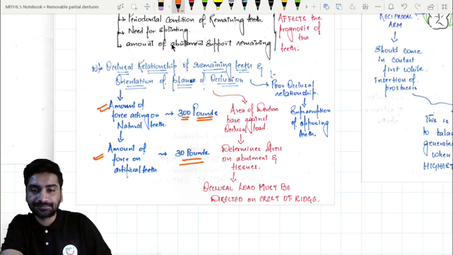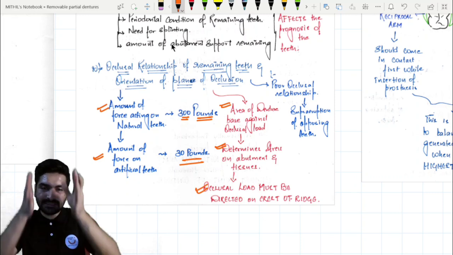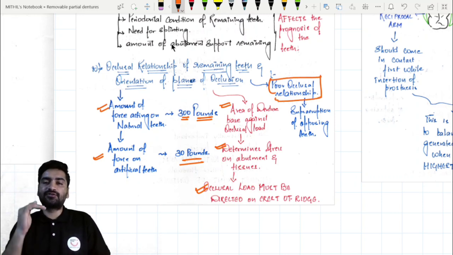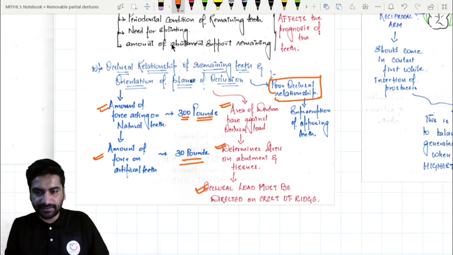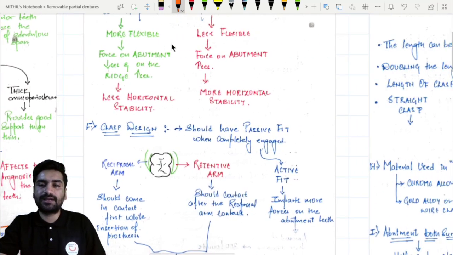You need to keep in mind that the area of the denture base which is against the occlusal load will determine the stress on the abutment and the tissues, and you need to take care that all the stresses are directed towards the crest of the ridge. Suppose there is a poor occlusal relationship, then there might be supra-eruption of the teeth which will occur in the future or might have occurred. So these points also should be kept in mind.